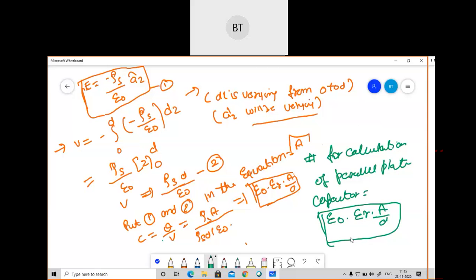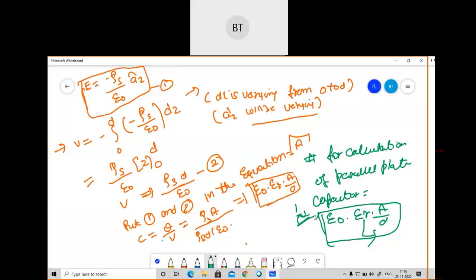And if they are asking in the simple medium, you just need to write epsilon naught into A by d. If they are asking you to calculate in a dielectric medium, you need to multiply it by the epsilon r value, and that value will be given in the paper. So you just need to multiply all those values. You will get how to calculate the electric field due to a parallel plate capacitor in a dielectric medium. Actually this formula is very important. A couple of questions are there in your RTO paper also, in GATE paper also. So based on that, we will see some numerical also.